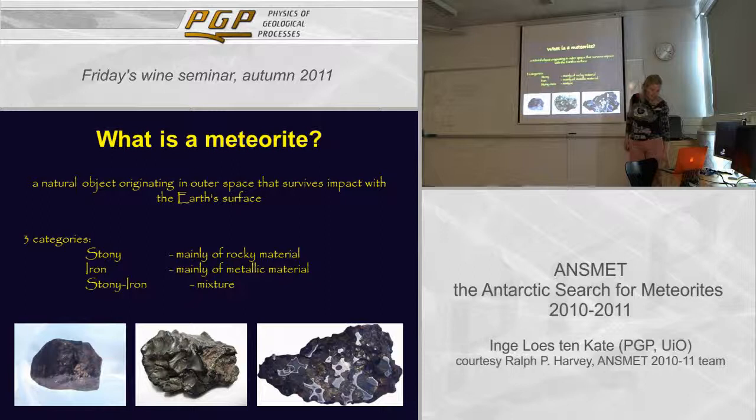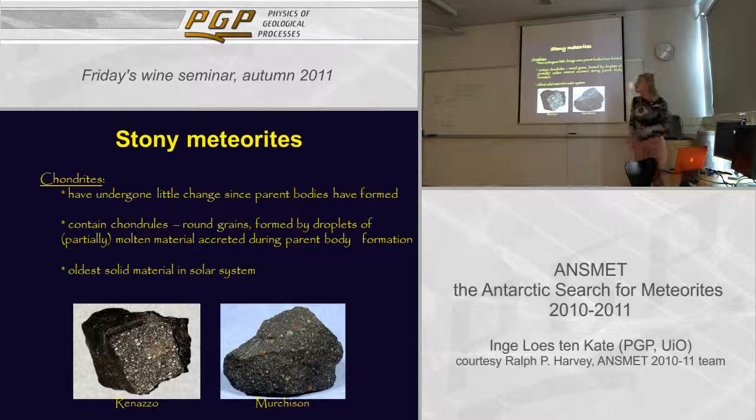There's two different categories in stony meteorites. They're the chondrites. They have undergone just a little change after the formation of the solar system. They contain chondrules, that's where the name comes from. That's like little round inclusions, grains, which are formed by droplets of molten material. That's what you can see here, for example. And they represent the oldest solid material in the solar system.